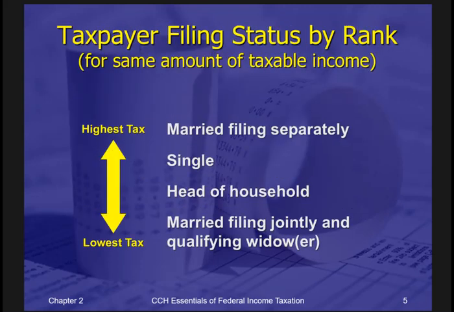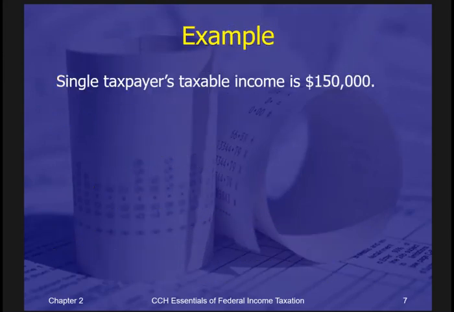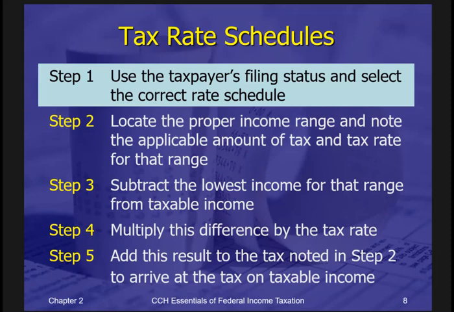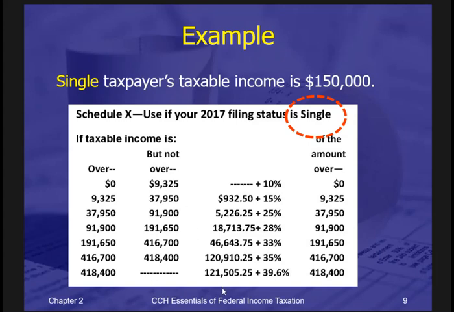So just a little bit about how these work. The highest tax is if you are married filing separately. Lowest is married filing jointly, which also includes those qualifying widowers. So how to use the tax rate schedule. Income is $150,000, so we have to use that schedule. We can't use the tax table. You'll find the tables look just like this in your book.